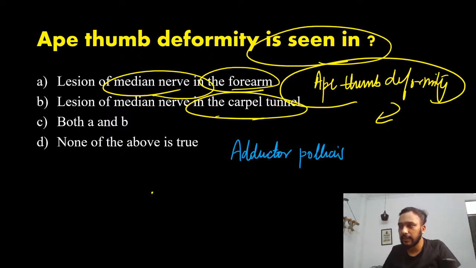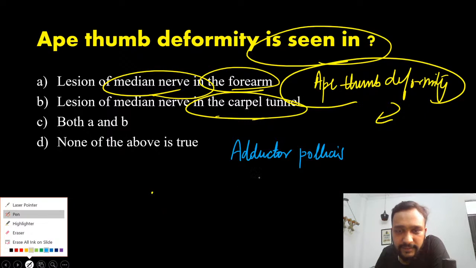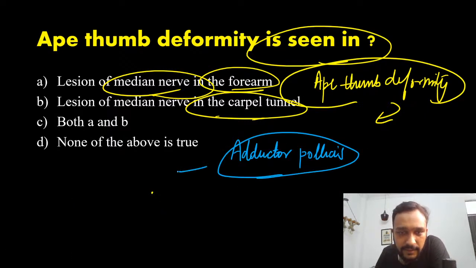That is why, in injury of the median nerve, you will see that there will be an unopposed action of the adductor pollicis, and this is going to result in the ape thumb deformity. Okay, so guys, adductor pollicis muscle, everyone in the comment section, this will be asked in your NEET PG exam. This is a very favorite question of the examiners.